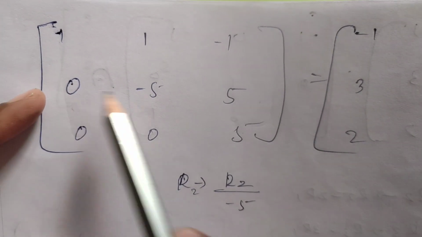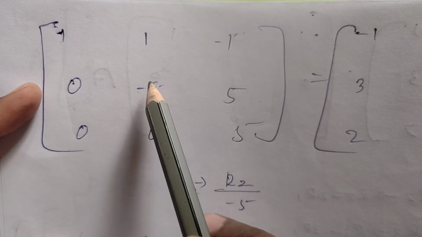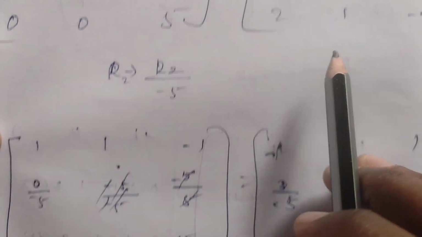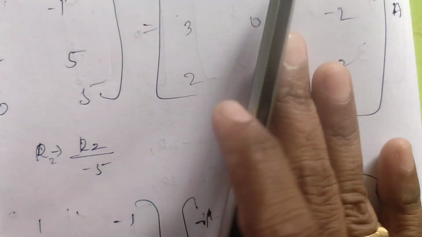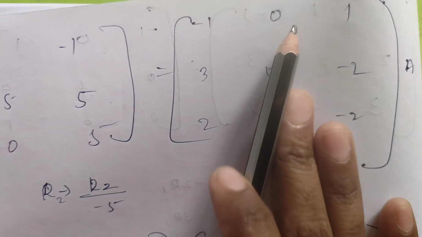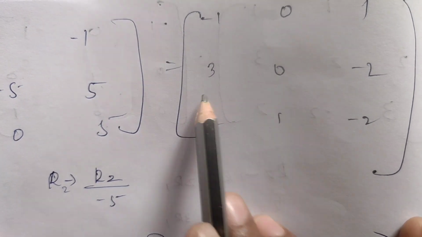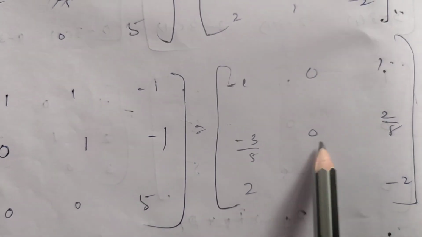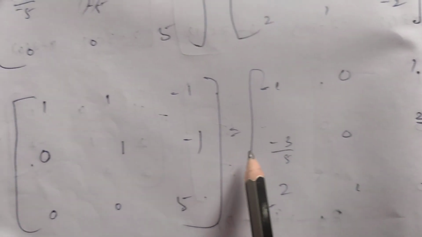0 by minus 5 is 0. Minus 5 by minus 5 is 1. 5 by minus 5 is minus 1. The next RHS also has been done. 3 by minus 5, 0 by minus 5, minus 2 by minus 5. So we'll be getting minus 3 by 5, 0, 2 by 5 on the RHS.